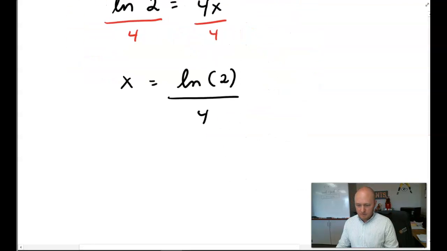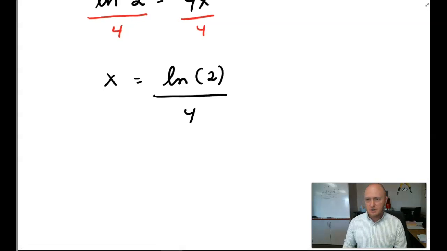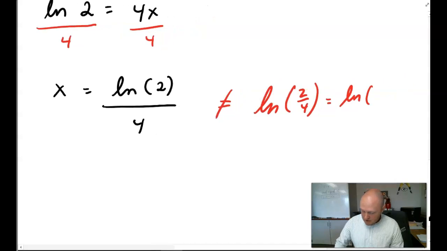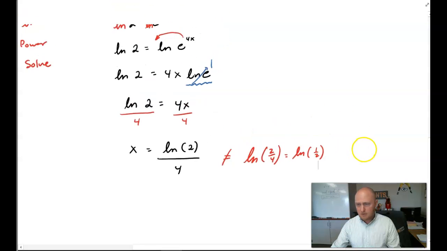Something to be aware of, just watch this, don't write this down. This is not the natural log of 2 over 4, which is the natural log of 1/2. So just be aware, do not make that error. If you divide a logarithm, it does not move into the argument, into the parentheses. So just be aware of that. All right.